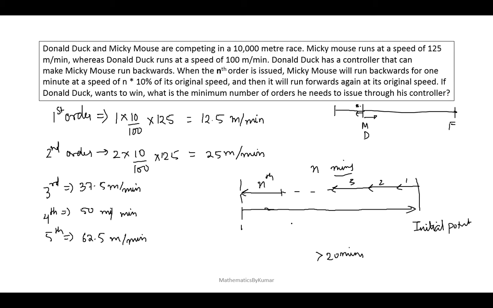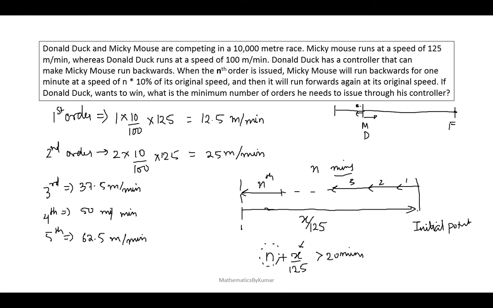Okay, the time that Mickey takes to go back from the last point to the initial point is basically this distance x by 125. So x is the distance back to the initial point, and 125 is the speed. Now what Donald needs is that n plus x over 125 should be greater than 20, right? Now this n is what we have to calculate.